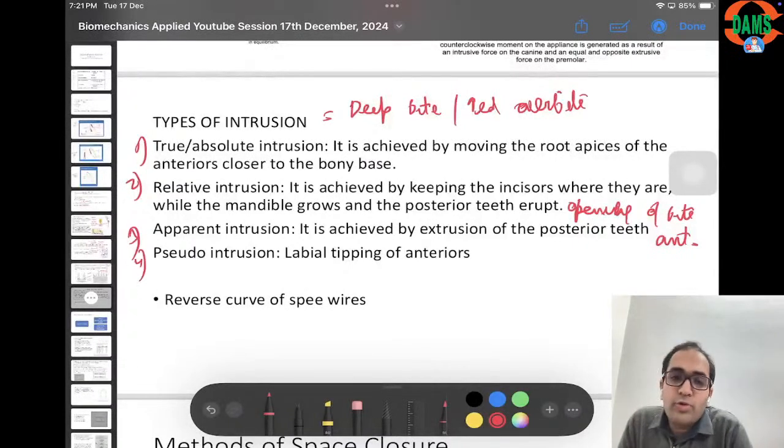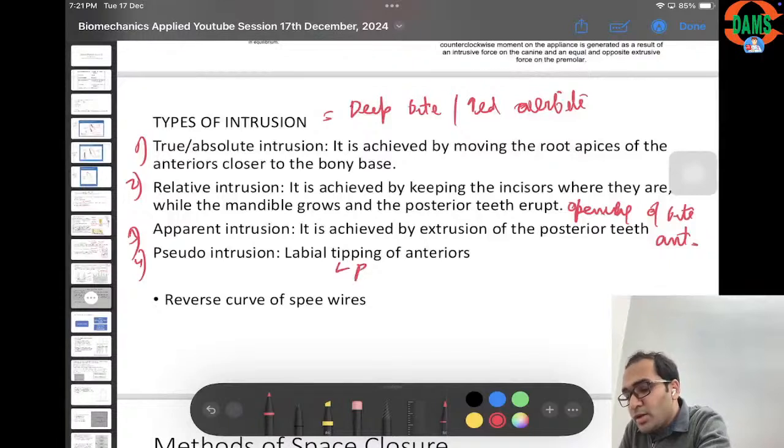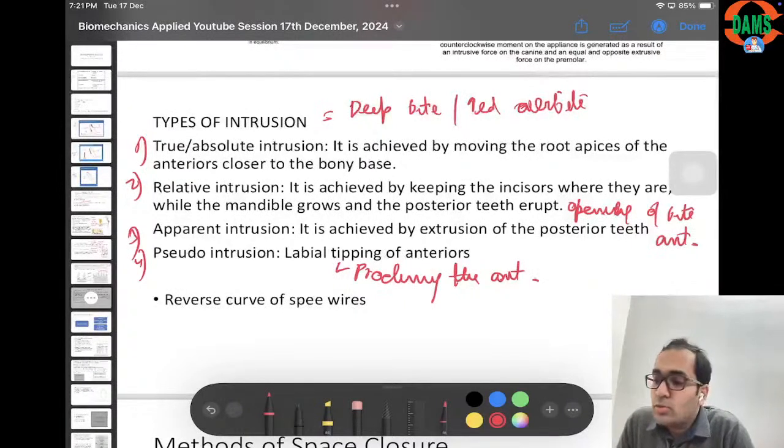Last comes pseudo intrusion. In pseudo intrusion, what we are doing is just labially tipping the anteriors, that is, we are proclining the anterior teeth so as to give us a pseudo effect that the bite has been opened.